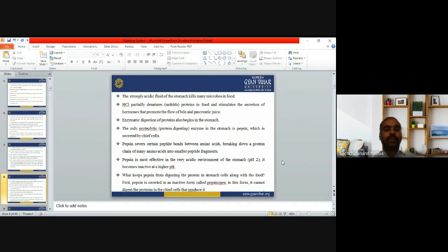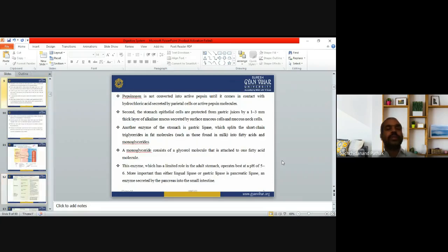First, pepsin is secreted in an inactive form called pepsinogen. So when it is secreted, it cannot digest the cell's own protein. We know pepsin is a protein-digesting enzyme, and every cell contains protein, so active pepsin secreted by the chief cell could cause digestion of the cell's own protein. This is the reason pepsin is always secreted in an inactive form called pepsinogen. So it cannot digest the protein in the chief cells that produce it.